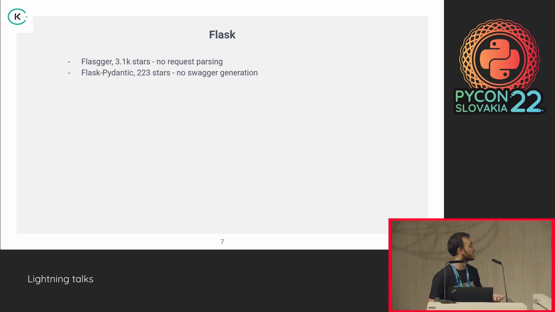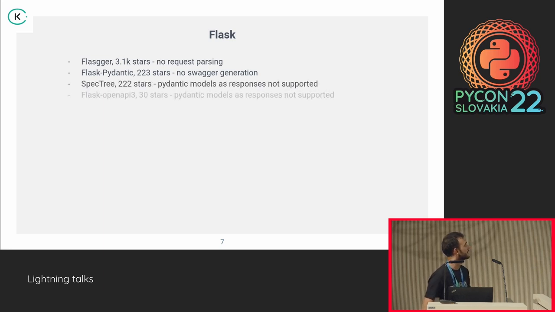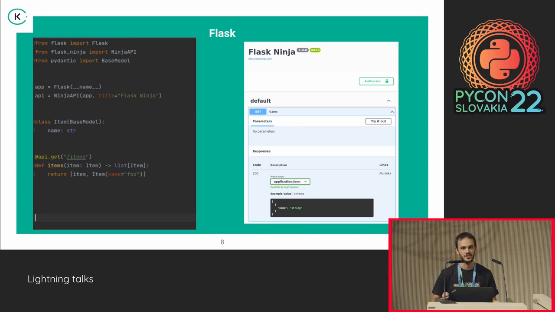I found other packages, Flask Pydantic. There was no Swagger generation. It could parse the request body, but it couldn't generate the Swagger documentation. There were also other packages, but for each, something was missing. So I basically gave up and created my own package. And I called it Flask Ninja, similarly to the Django Ninja package.